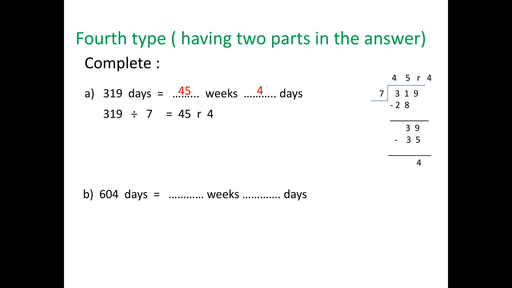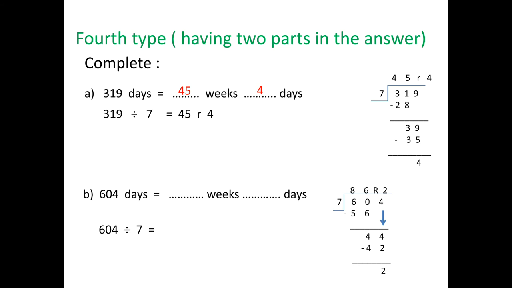I have 604 days. I want to convert them to weeks and days. I have 2 parts in the answer. It means that I will use division. And also I will use division because I'm converting from the smaller to the bigger, from days to weeks. Do your long division. Okay, I have 86 remainder 2.